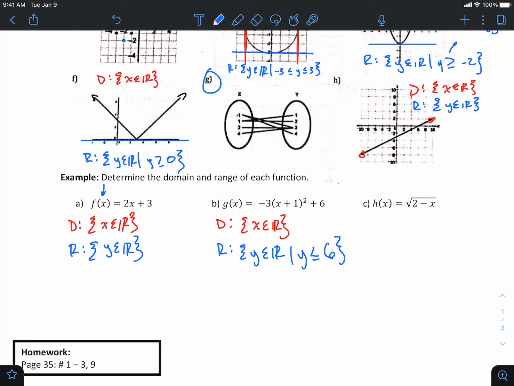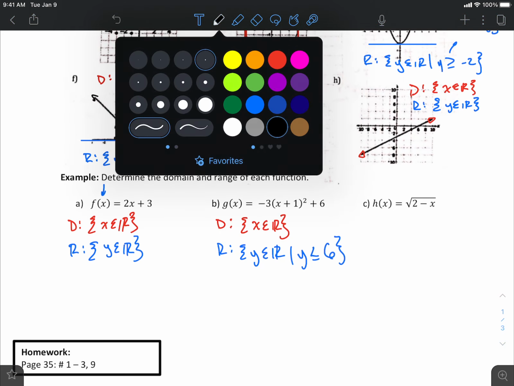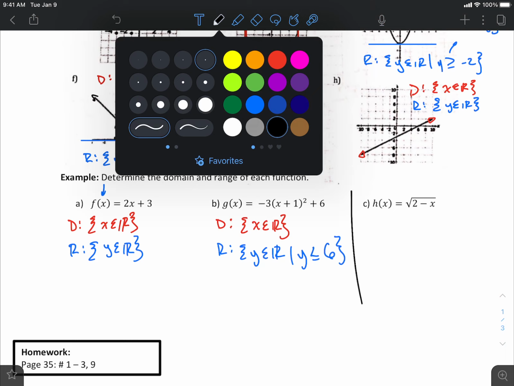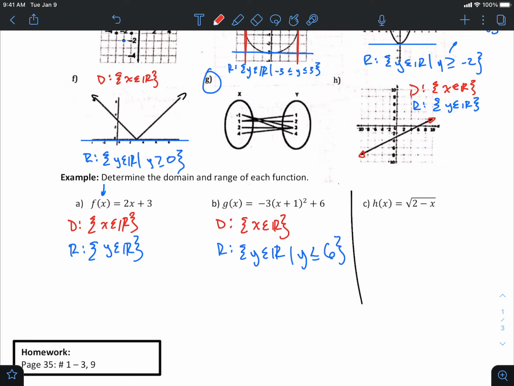For the last one, this has a particular look. Now, the domain you'd probably be able to figure out by plugging into your calculator if this was a test situation. Can you square root a negative number? You can't. You can't square root a negative number, right? Which must mean I can only plug in a value of x that is 2 or less than 2.